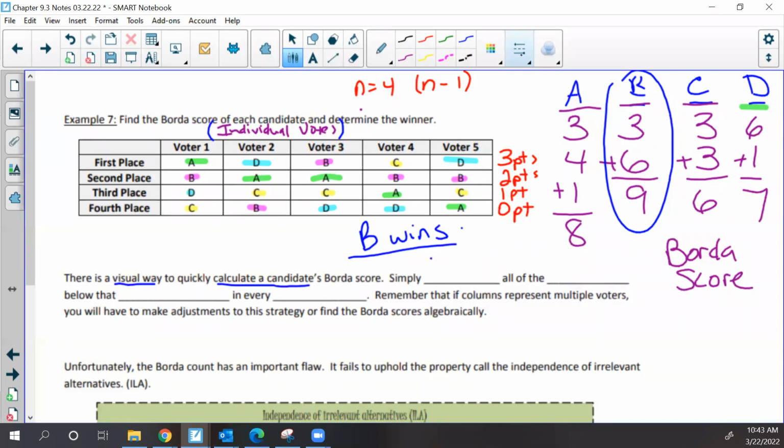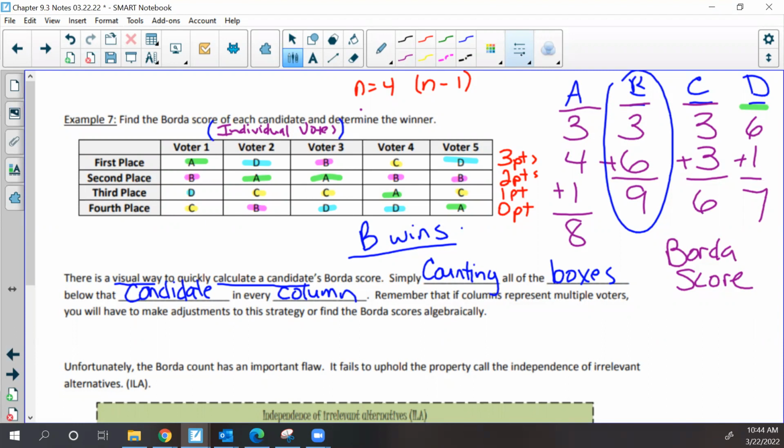And it's simply counting, going to sound crazy, all the boxes below that candidate in every column. Okay, this really works. Let me give you an example. Let's say A got 8 points as their Borda score, right? Well, let's look at candidate A. Candidate A is in green here. Well, how many boxes are there below candidate A in the first column?